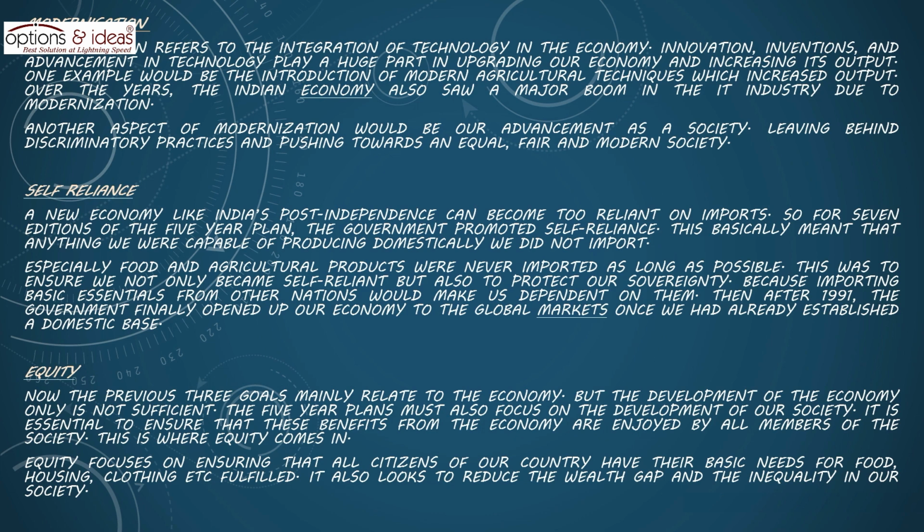Self-reliance. A new economy like India's post-independence can become too reliant on imports. So for 7 editions of the 5-year plan, the government promoted self-reliance. This basically meant that anything we were capable of producing domestically we did not import. Especially food and agricultural products were never imported as long as possible. This was to ensure we not only became self-reliant but also to protect our sovereignty. Because importing basic essentials from other nations would make us dependent on them.